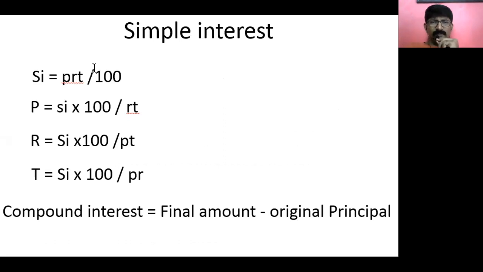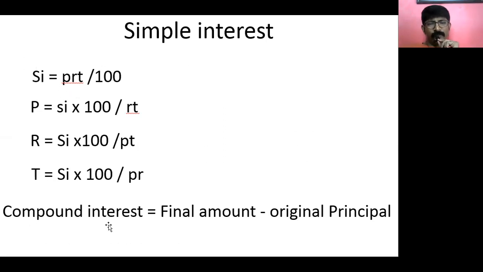That is simple interest. Simple interest we've already seen in standard 6th and 7th, so I'll not waste too much time on that. Simple interest is principal into rate into time divided by 100. If you have to calculate principal, then you do simple interest into 100 upon RT. If you have to calculate rate, then simple interest into 100 upon PT. If you have to calculate the time, then simple interest into 100 upon P into R. I hope these are pretty clear formulas derived from only one single formula.